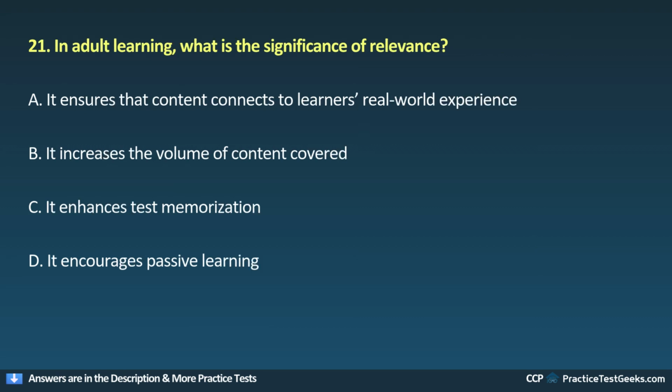21. In adult learning, what is the significance of relevance? A. It ensures that content connects to learners' real-world experience. B. It increases the volume of content covered. C. It enhances test memorization. D. It encourages passive learning.